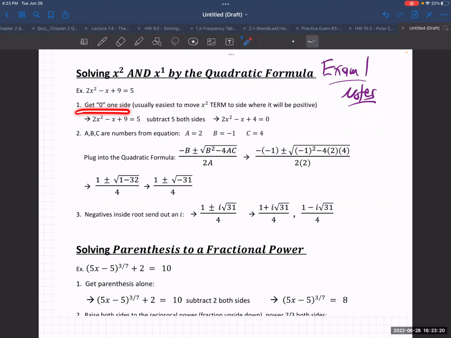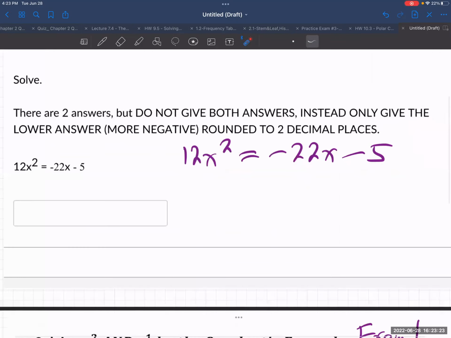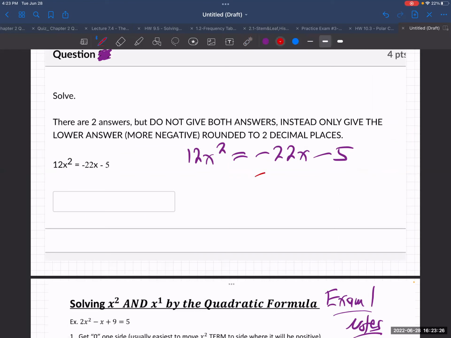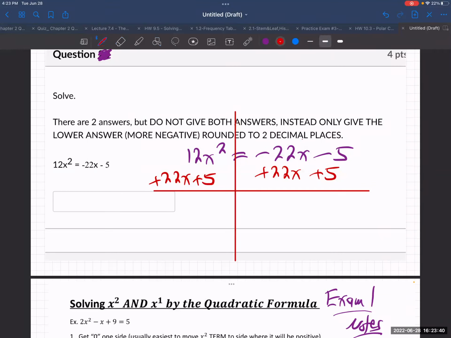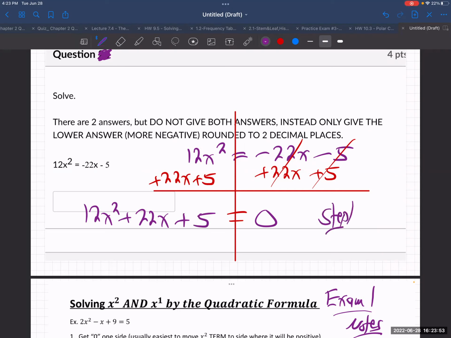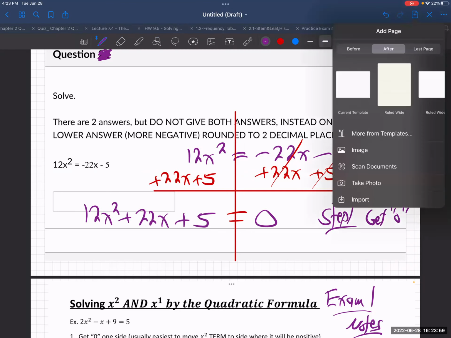Step one, get a zero on one side. Okay, so I am going to add 22x and add 5. And whatever I do to one side, I've got no choice but to do the same thing to the other. I think it's helpful to put in the wall of separation here. So anyway, these cancel and get us that 0. And the other side, we have 12x squared plus 22x plus 5 equals 0. So see how in step one, I got a 0 on one side.